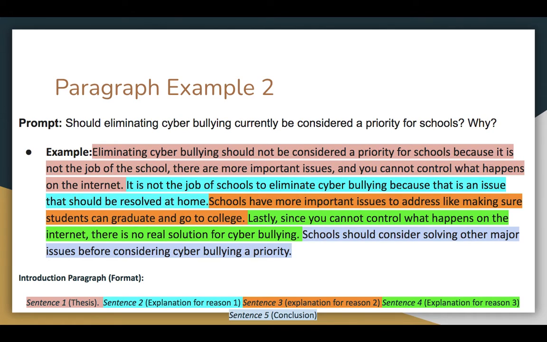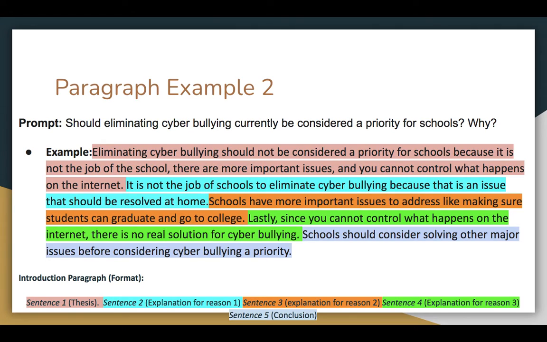And so let me show you what the end product looks like. Eliminating cyberbullying should not be considered a priority for schools because it is not the job of the school. There are more important issues, and you cannot control what happens on the internet. It is not the job of schools to eliminate cyberbullying because this is an issue that should be resolved at home. Schools have more important issues to address, like making sure students can graduate and go to college. Lastly, since you cannot control what happens on the internet, there is no real solution for cyberbullying. Schools should consider solving other major issues before considering cyberbullying a priority.